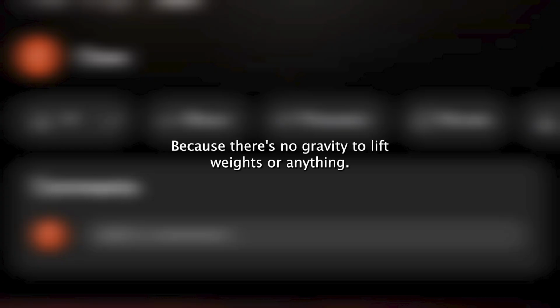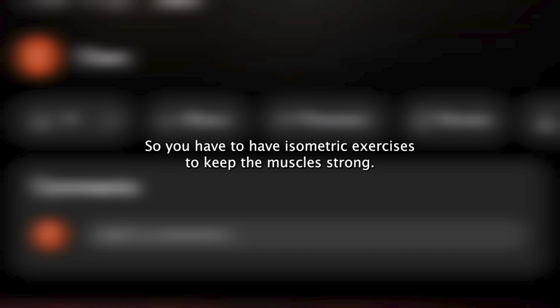Isometric, right, because there's no gravity to lift weights or anything. Everything is weightless, so you can't lift dumbbells in space. They're just very heavy dumbbells you can lift easily without any gravity. So you have to have isometric exercises to keep the muscles strong. This is kind of boring.